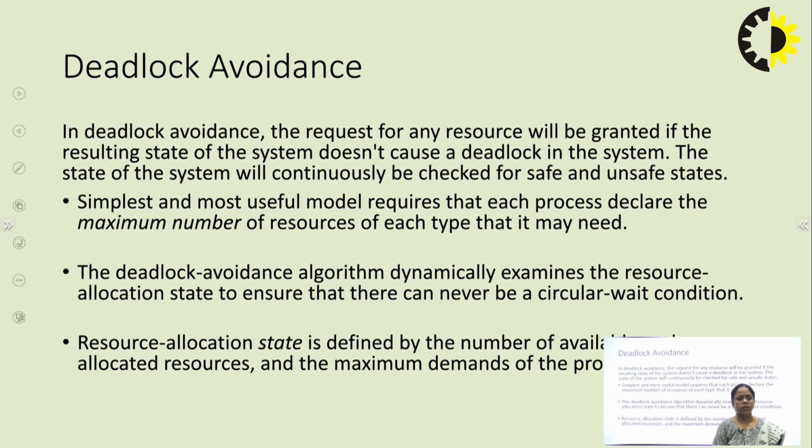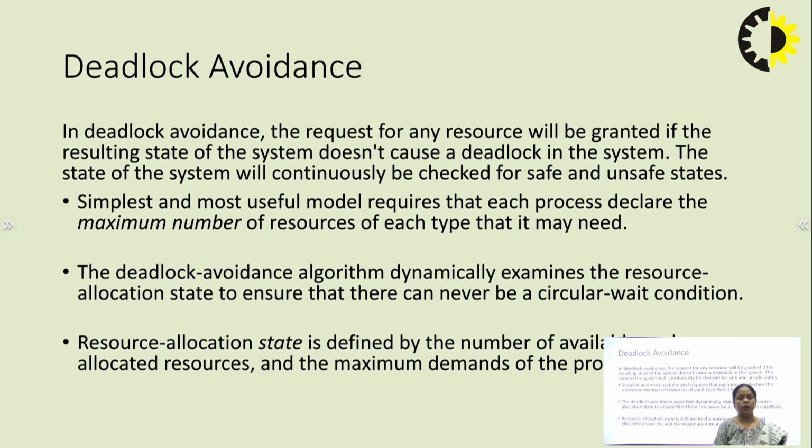In deadlock avoidance, the request for any resource will be granted if the resulting state of the system does not cause a deadlock in the system. The state of the system will continuously be checked for safe and unsafe state. In the case of deadlock avoidance, we will divide our system into 2 states, safe and unsafe. If the system is in the safe state, it means deadlock will not occur. And if the system is in the unsafe state, it means deadlock can occur. So we will avoid coming into the unsafe state.